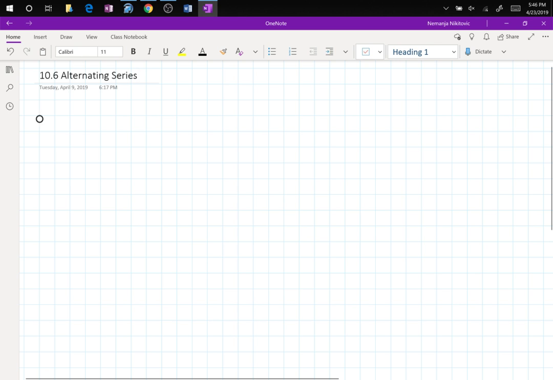Hello and welcome back to Calculus 2, section 10.6 on the alternating series. This one is probably one of the easiest to spot because it has the alternating term in it, which is the good old negative 1 to the n, or some variation of it.